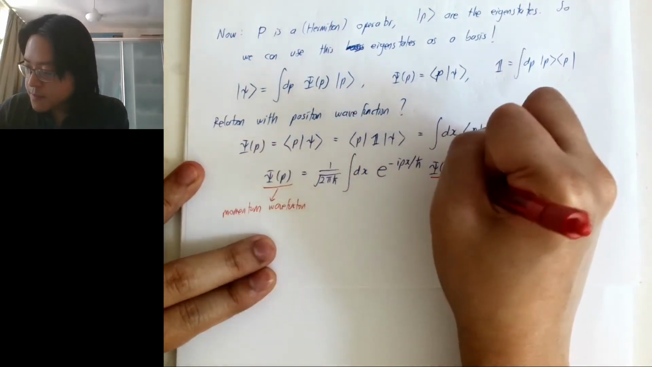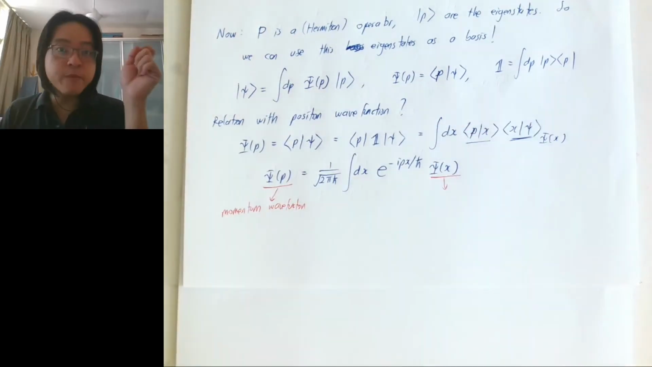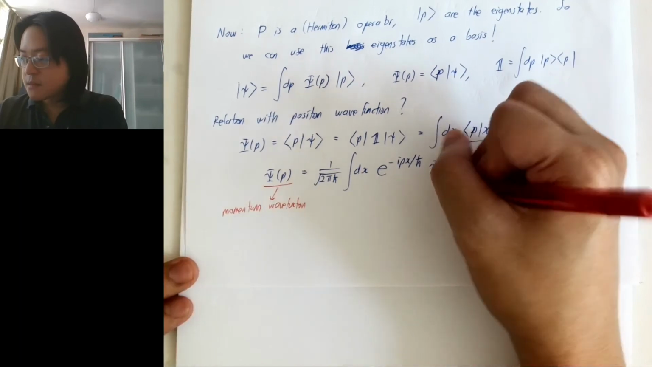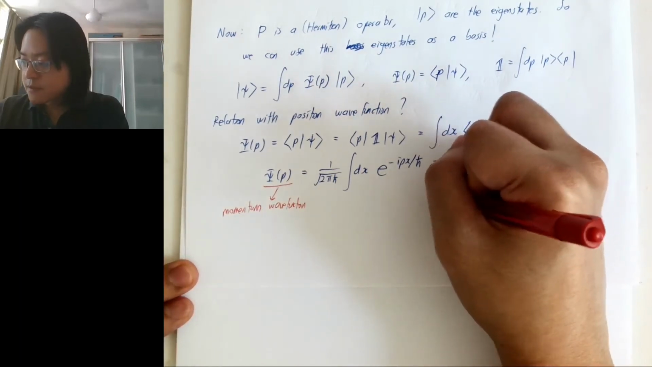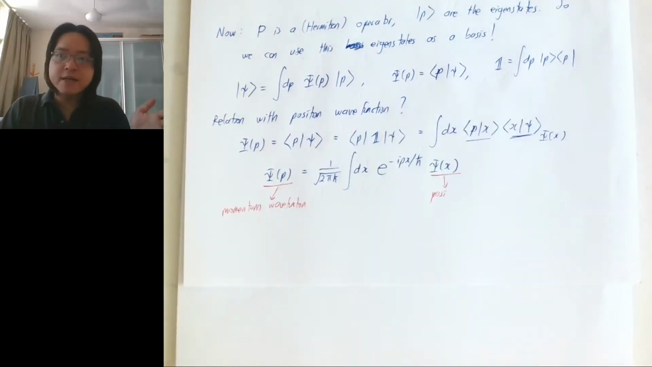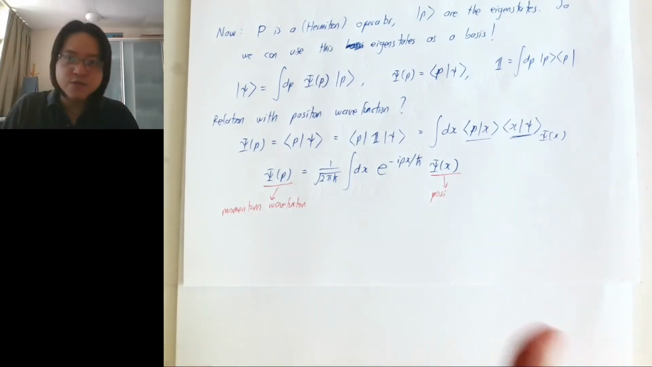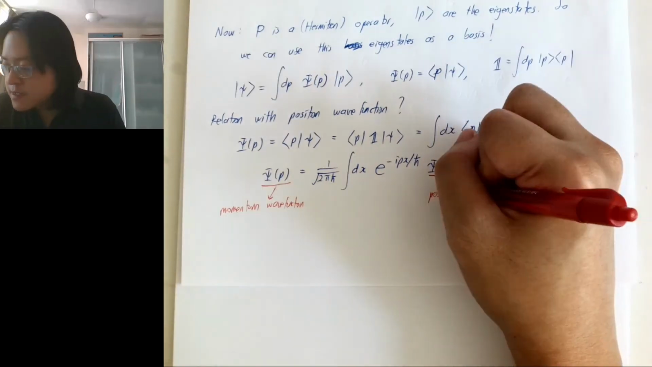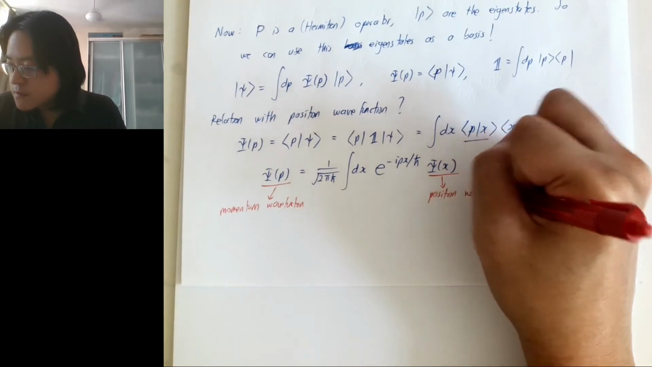This is the position wave function. The position wave function is something that you have done in the previous classes, right? To get the probability of finding the particle between x equals a and x equals b, you absolute square this. This is the position wave function.